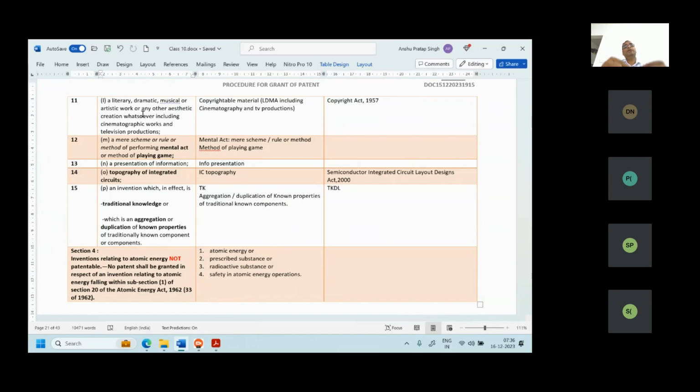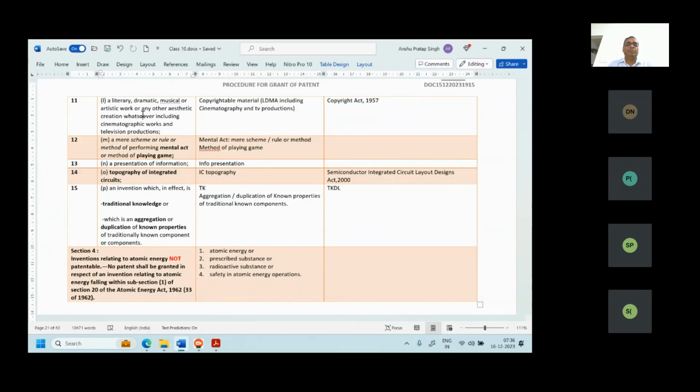Similarly, the layout of integrated circuits can give a function, right? If the design is changed, their functionality might change. That's how the layout design of semiconductor chips is important. However, this is not covered under the patent. You get protection under the Semiconductor Integrated Circuits Layout Design Act, 2000.